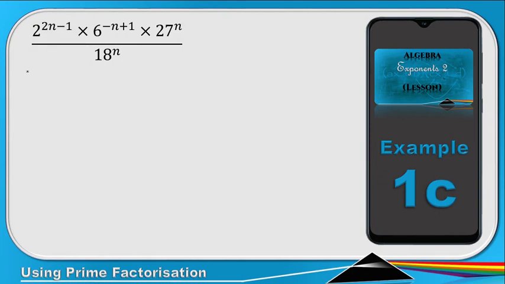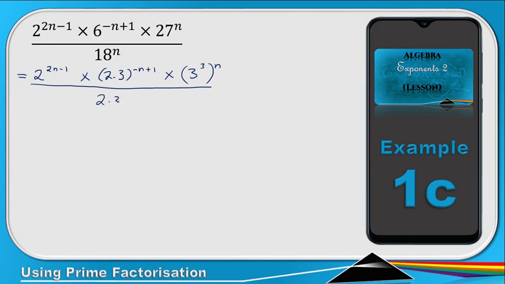Okay, next one. So once again, we start off by writing everything as products of their prime factors. So you have 2 to the power of 2n minus 1, times 6 becomes 2 times 3, 2 times 3 to the power of negative n plus 1. And then times 27 becomes 3 to the power of 3 to the power of n. And that's all over, now 18 is 2 times 9, and 9 is 3 squared, so 2 times 3 squared to the power of n.